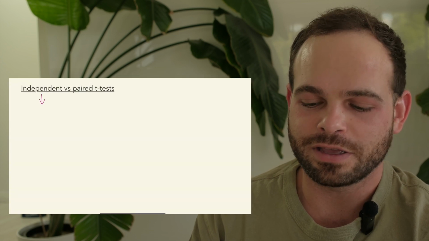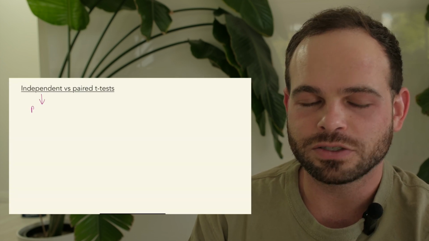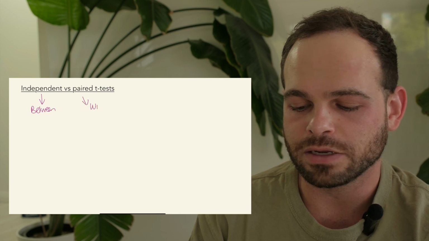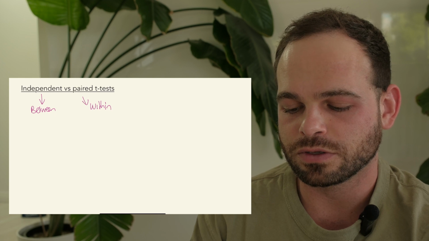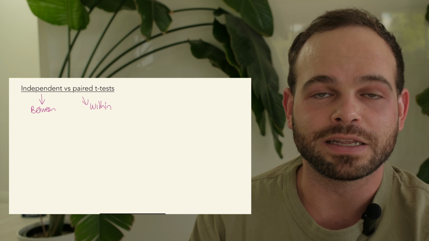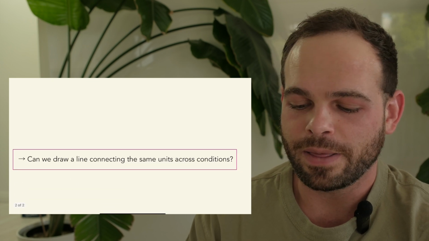So we're going to see how to work out whether something is an independent or a paired t-test. And we're going to see a rule that works every time for it. Independent just means between groups, and paired just means within groups. So we can use those terms interchangeably: between and independent, and paired and within.